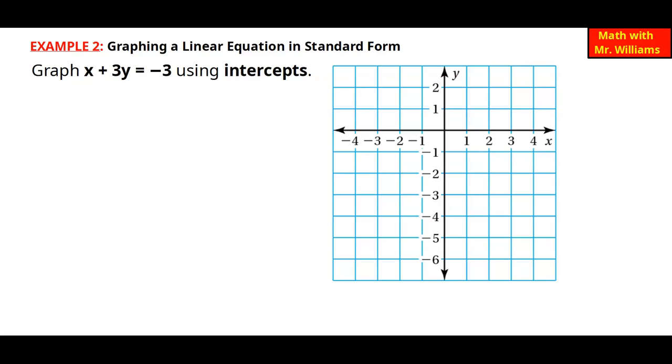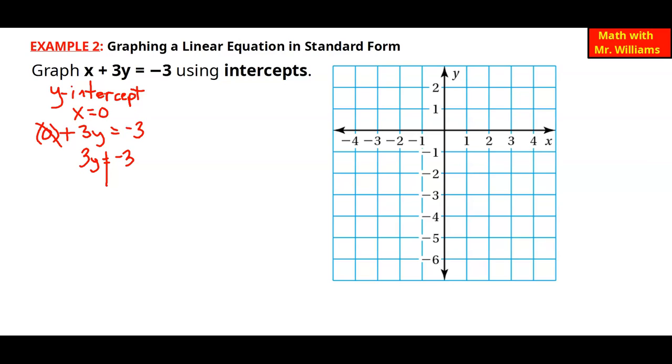Math with Mr. Williams, example 2, graphing a linear equation in standard form. Graph x plus 3y equals negative 3 using intercepts. The first one we're going to look for is the y-intercept. That's when x equals 0. So let's substitute that 0 in for the x. The 0 is 0, so we're not going to add anything to it, so it's going to go away. So we have 3y equals negative 3.